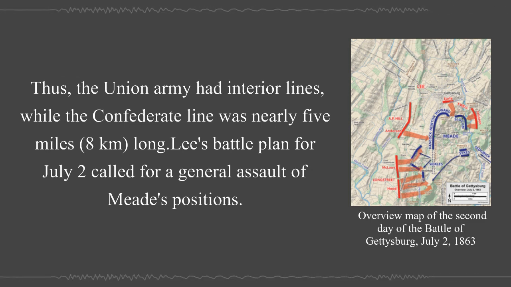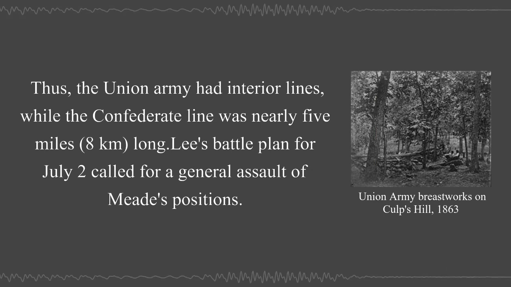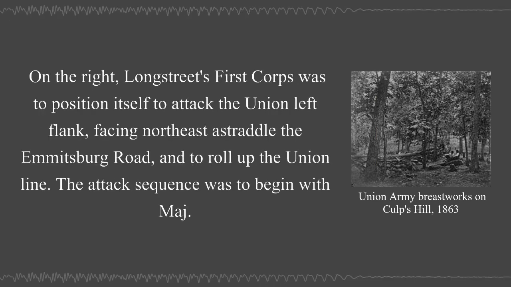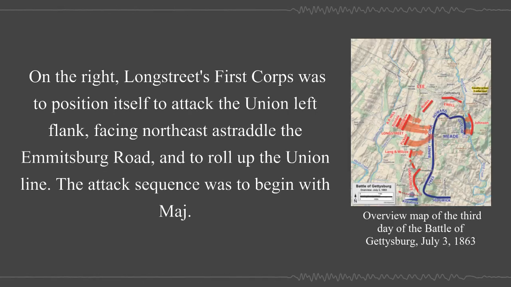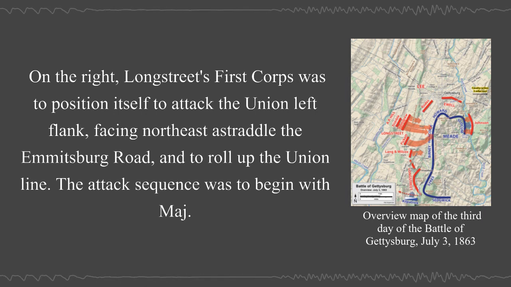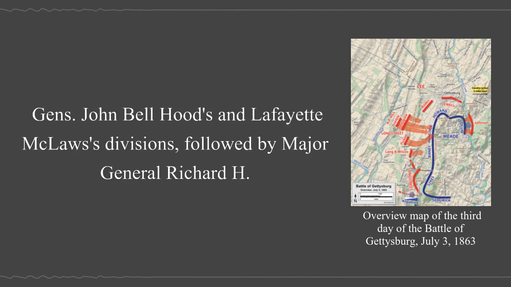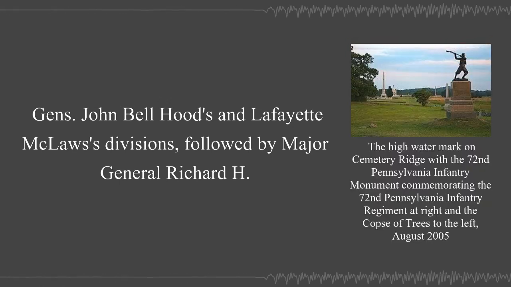Lee's battle plan for July 2 called for a general assault of Meade's positions. On the right, Longstreet's First Corps was to position itself to attack the Union left flank facing northeast to straddle the Emmitsburg Road and to roll up the Union line. The attack sequence was to begin with Major General John Bell Hood's and Lafayette McLaws' divisions, followed by Major General Richard H.